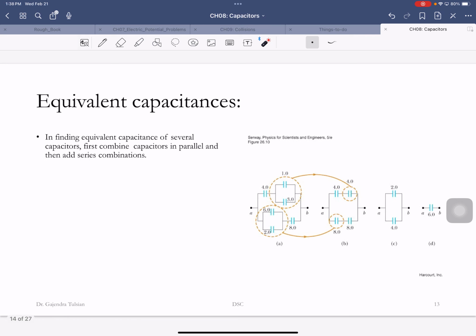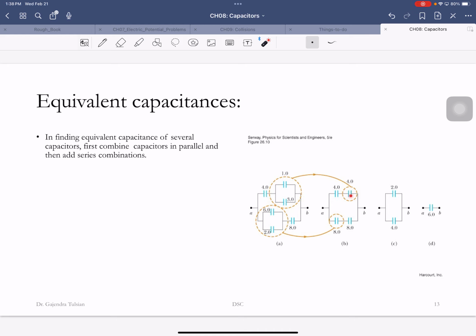All right. So often in circuits you'll see a jumble of capacitors, and you will want to find the equivalent value of the capacitor. So what you do is you reduce them one step at a time. When you find a parallel combination, you just add them.